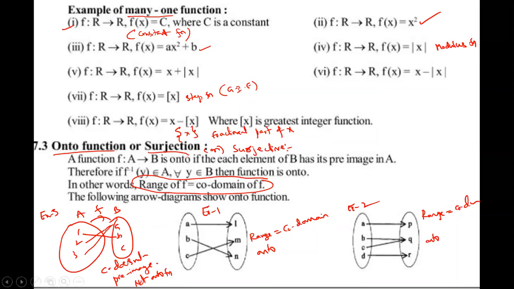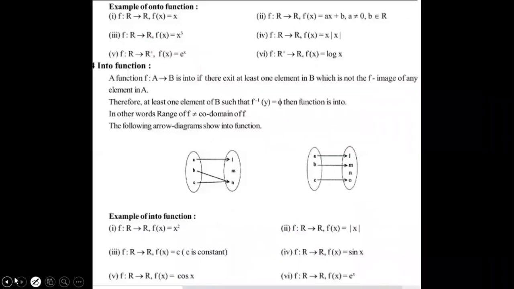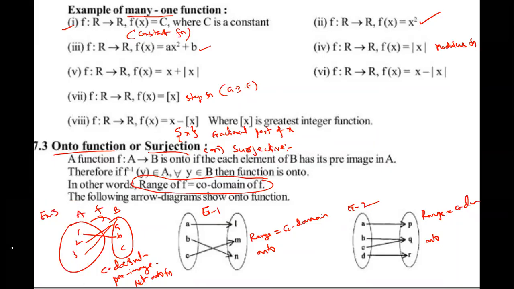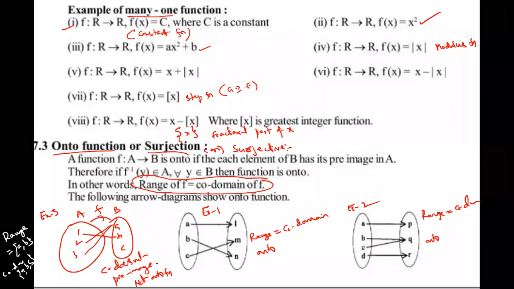That's why I'm drawing the picture like this. Because here clearly, what is another way to say it? See, I'm writing another way. Dear students, anyone please tell me, what is the range? A comma B. What is the codomain? A, B, C. Are they equal? No. Range is not equal to codomain means it's not an onto function. Simple.